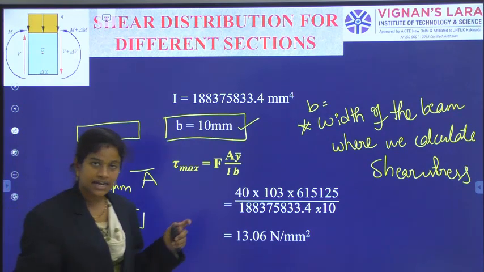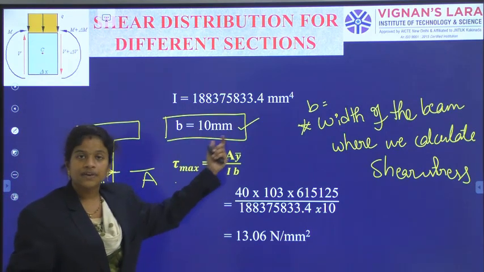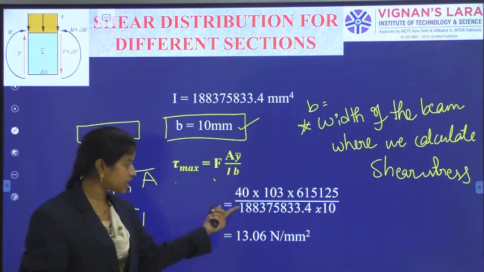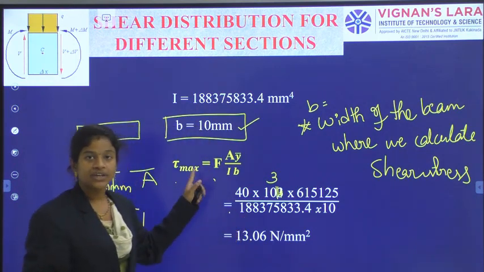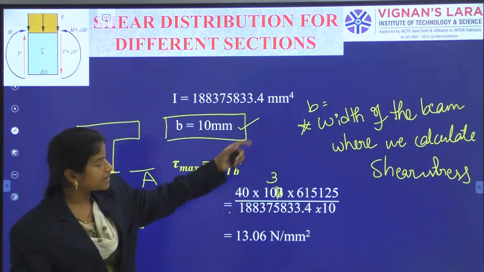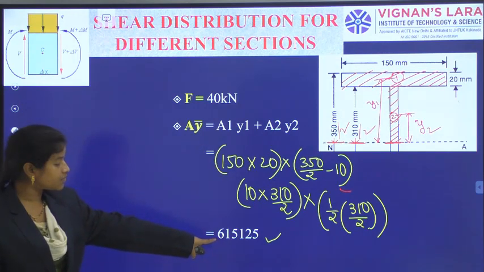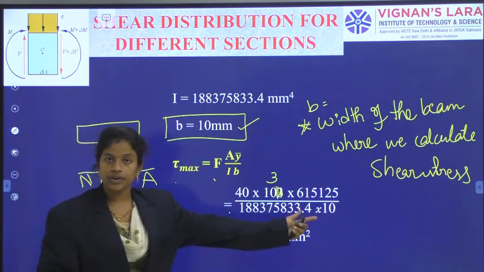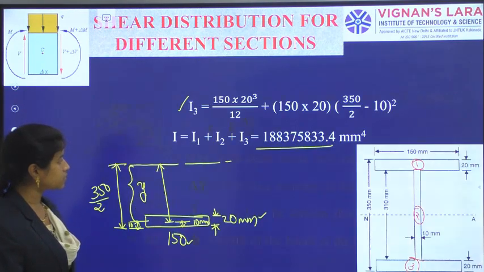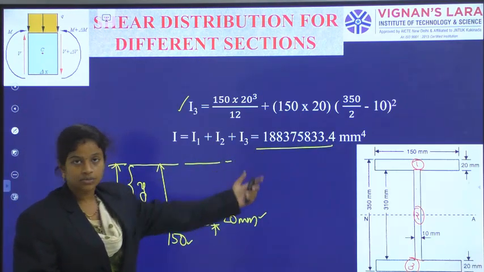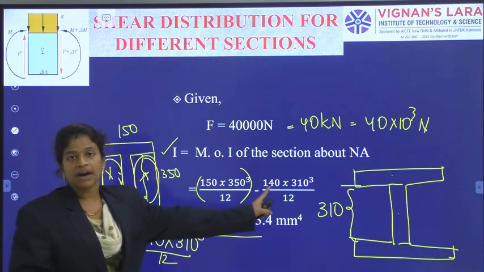Now, substituting all these answers, tau max, the shear stress at the neutral axis, is equal to F A y bar by I into B. F is 40 kilonewtons, 40 into 10 power of 3 newtons, into A into y bar. In the previous step we calculated for the top segment and bottom segment, multiplying these two, we got this answer 615125. So substituting 615125 here, and then capital I, the moment of inertia of the whole section about the neutral axis. That moment of inertia, we have got this answer. We are substituting the term. Either we can solve it as 1, 2, 3 segments, or we can solve it as the whole minus the removed portion.